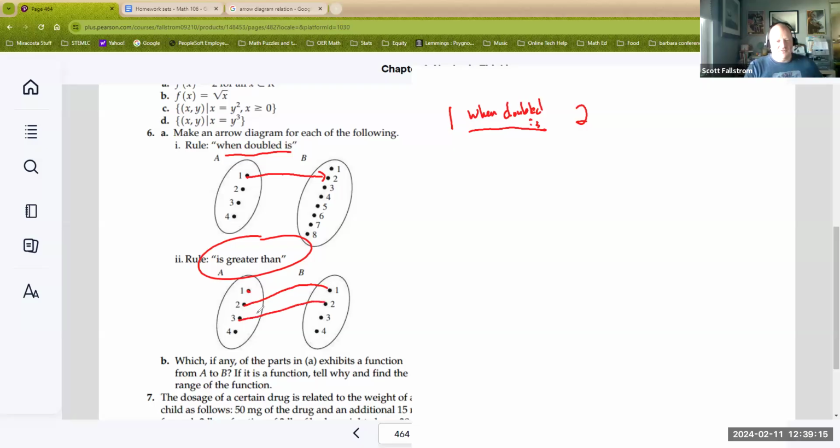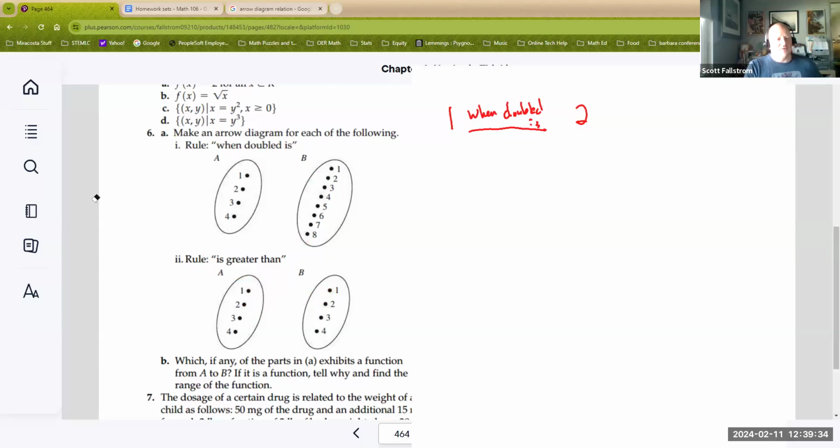3 is greater than 2, but 3 is also greater than 1. So again, you can kind of picture how that operation is working. That's is greater than. You can do is less than. I think in class we did is less than and less than or equal to, I believe, when we were exploring these.